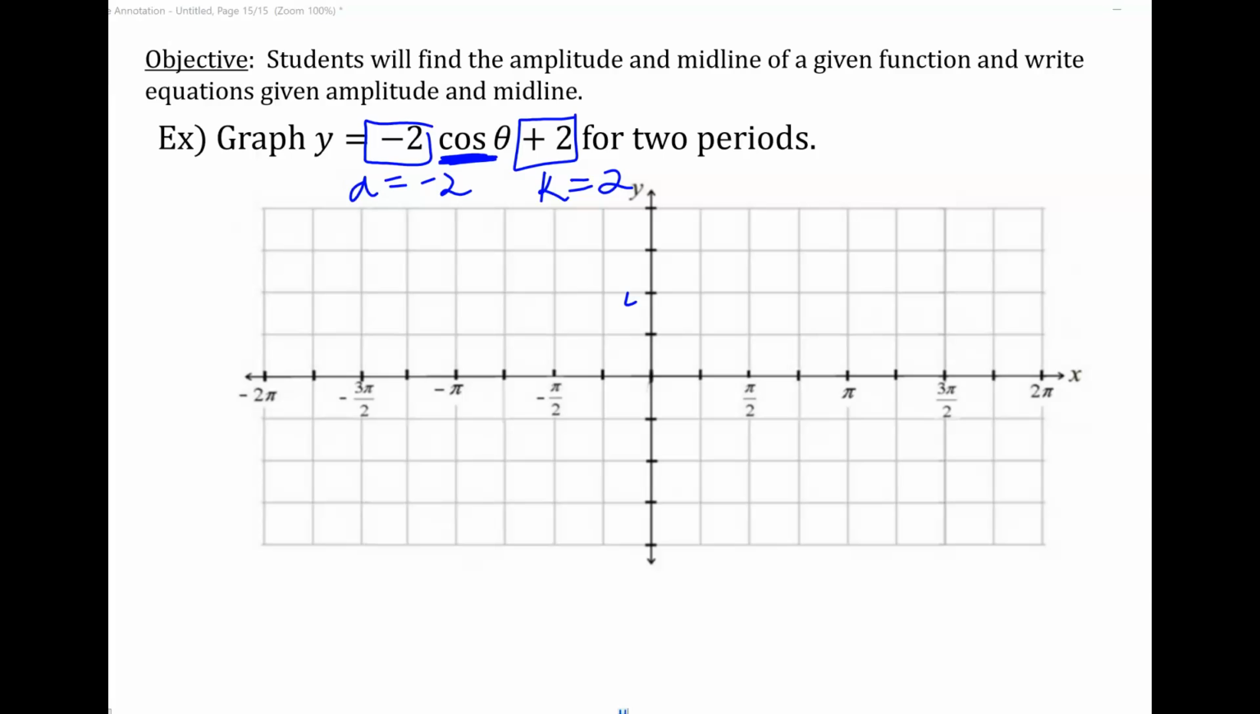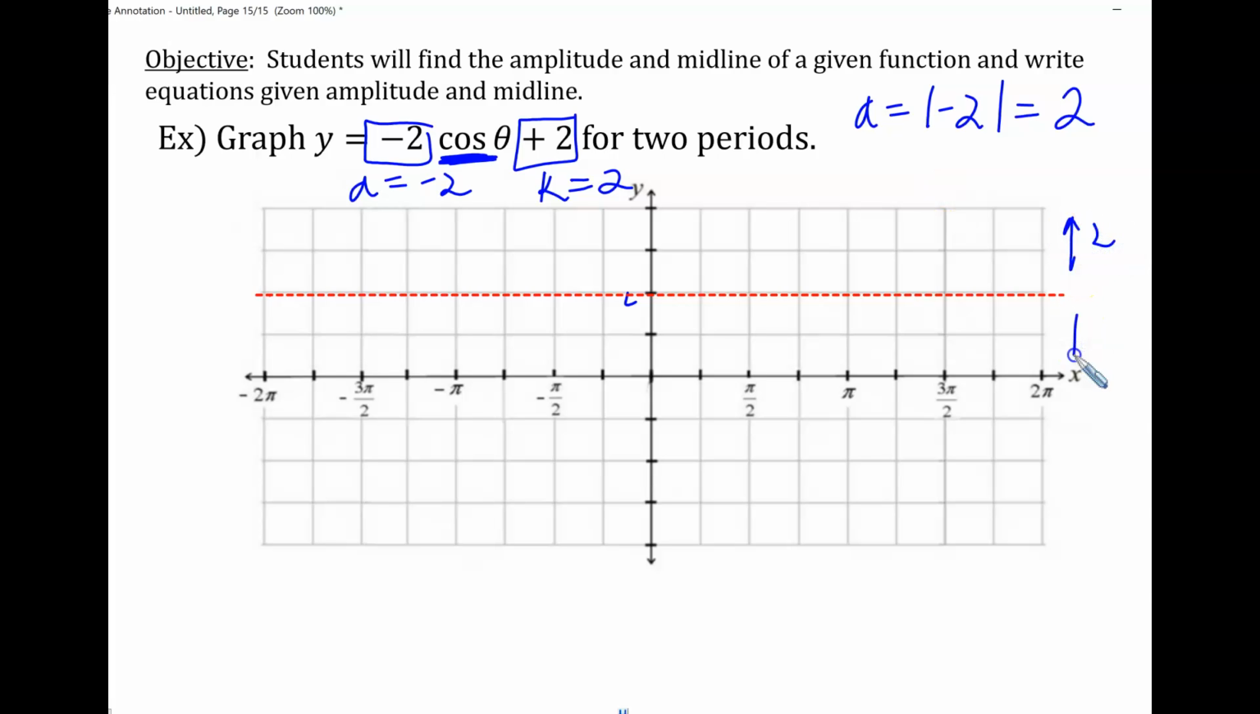I'm going to make my dashed line again, because remember it's not really there. So here's my dashed line at the +2. That's my midline. And then this time I have a cosine. So remember, cosine starts at a maximum, but because this is a negative, that means it's going to be a flip, okay? And then this -2 tells you, so your a is really absolute value of -2, which is +2. So you're going to go up 2, and then you're going to go down 2 from the midline, okay?